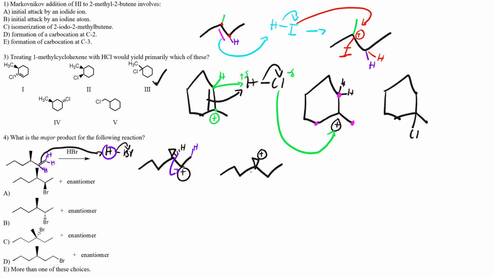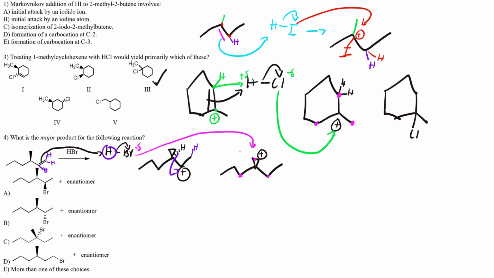Okay, so that turns out to be a tertiary carbocation, right? So that's 1, 2, and 3. The methyl in this case counts as a carbon, right? Okay, so that's a tertiary carbocation. And now this bromine is going to be very attracted to this carbon, right? Because it's positive, and bromine right here is partially negative. So it attacks right here, and you should be getting answer choice C.